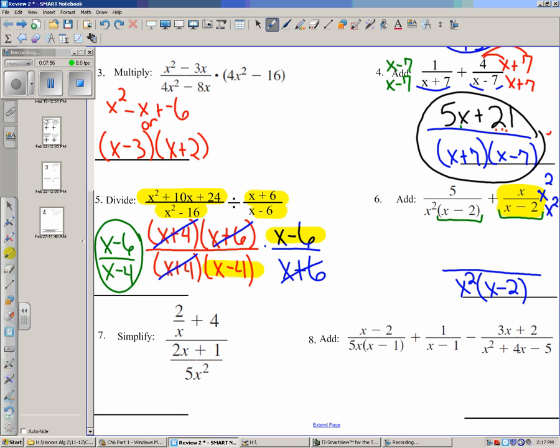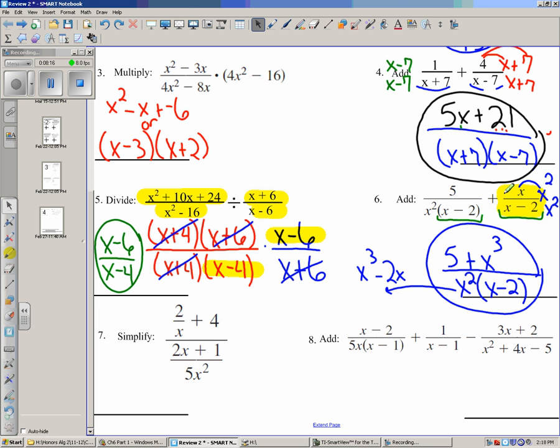And as far as the numerator goes, the 5 from the first fraction goes down. And on the second fraction, the x and the x squared will be x cubed. And again, if you want to distribute your x squared into your denominator and turn it into x cubed minus 2x instead, you can do that. But if you don't, that's okay. All right, let's move to number 7.